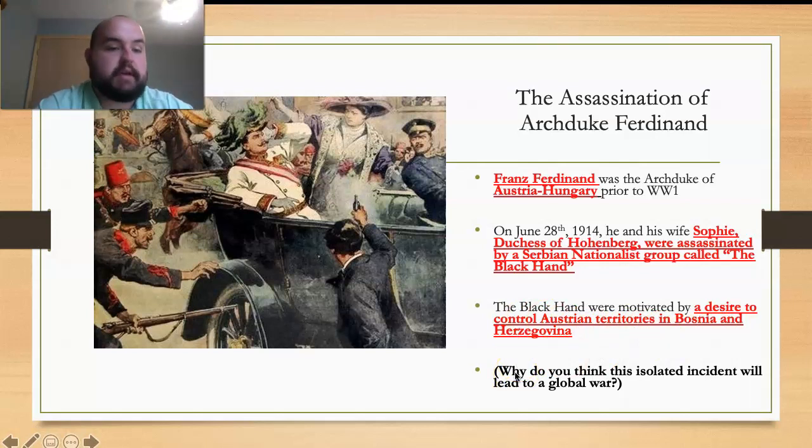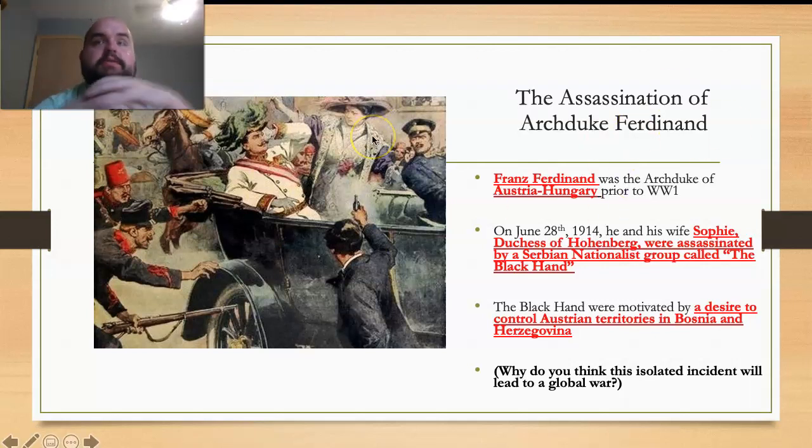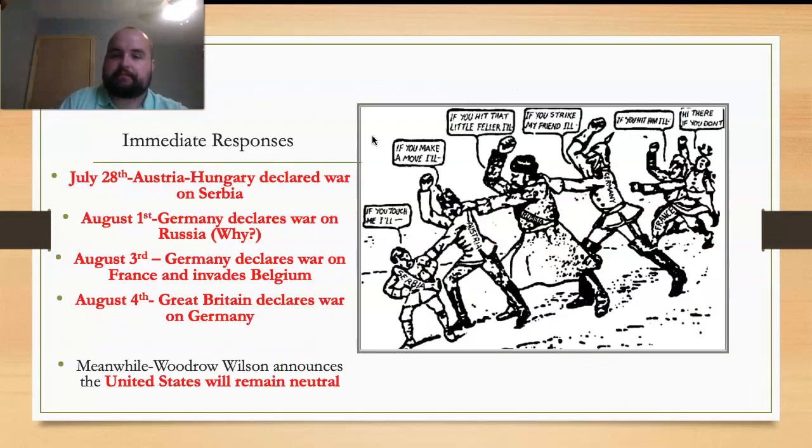Now, this seems like an isolated incident on the surface. Why do you think it's going to actually lead to a global war? I'll give you a second to ponder that. Alright, so yes, as you can probably see, it's again, those mutual alliance defense contracts. Because these different empires are so heavily allied against each other, when one country goes to war, at this point it's going to often drag in many more.